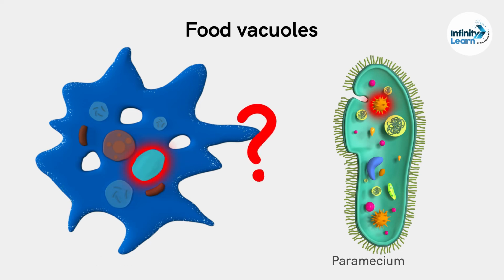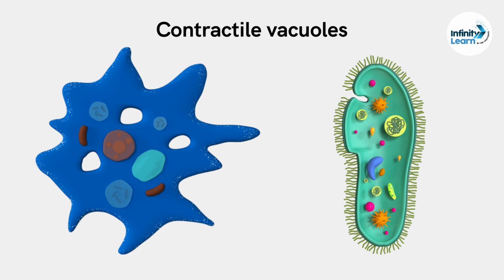So what are these structures then? They too resemble these vacuoles. Are they some kind of vacuoles as well? That's right. These structures are also vacuoles. They are called contractile vacuoles. What are they useful for?